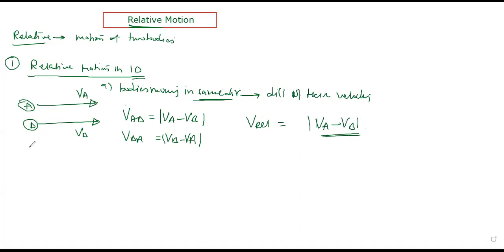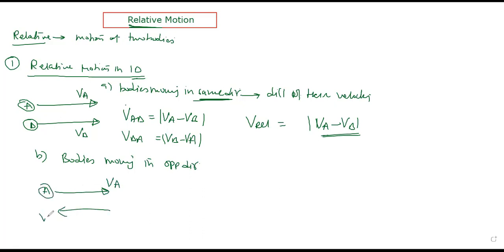Now, the second case is just the opposite of this: bodies moving in opposite directions. If bodies move in opposite directions, like body A is moving with velocity VA in this direction, but body B is moving in the opposite direction with velocity VB, then what is the relative velocity here, with respect to A or with respect to B, it doesn't matter? The relative velocity will be simply the addition of their velocities, VA plus VB, in magnitude.